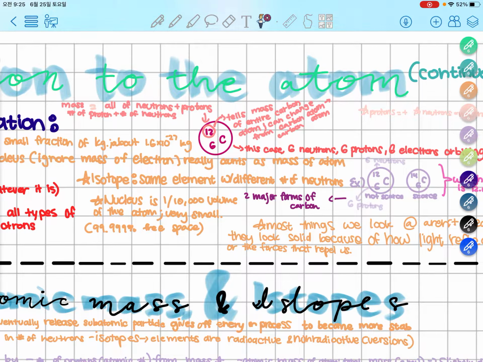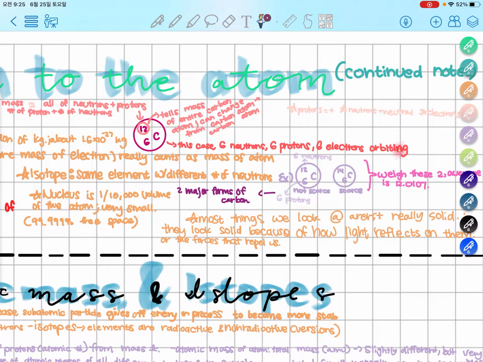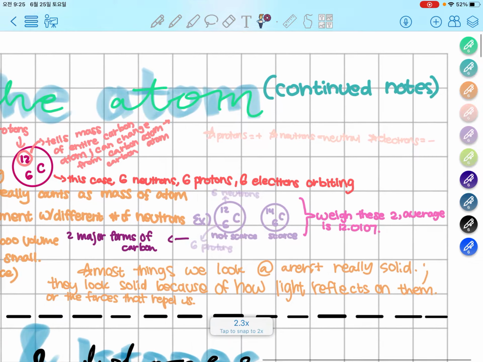It is the number of protons plus the number of neutrons, and it tells the mass of the entire carbon atom, and it can change from carbon atom to carbon atom. In this case, there are 6 neutrons, 6 protons, and 6 electrons orbiting. Remember, protons are positive, neutrons are neutral, and electrons are negative.